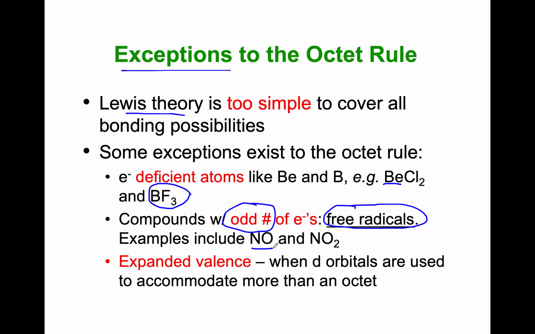So like NO has an odd number. That's 5, 6. That's 11 valence electrons. So that's an odd number. You can't have pairs for everything. And then expanded valence. We talked about 3D and electron configuration. This allows for it to expand beyond an octet. So that's another exception.